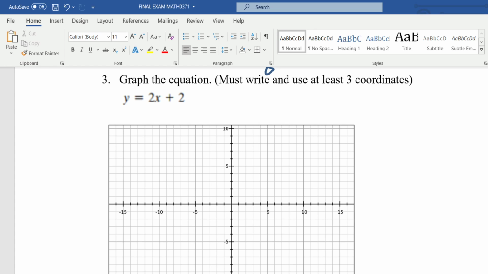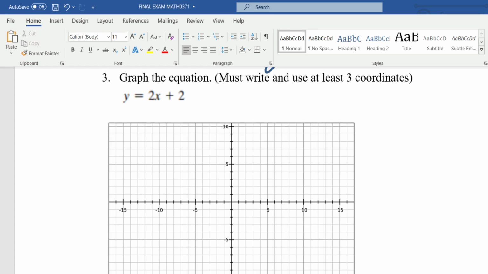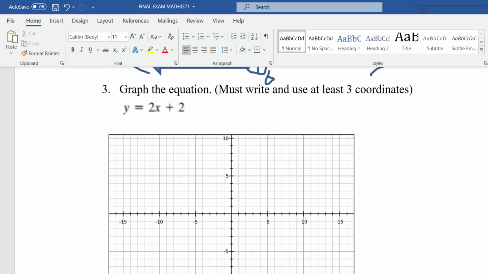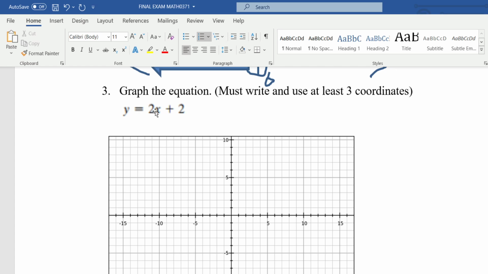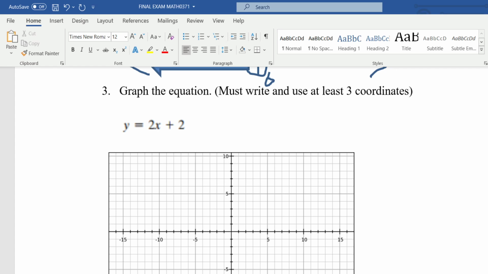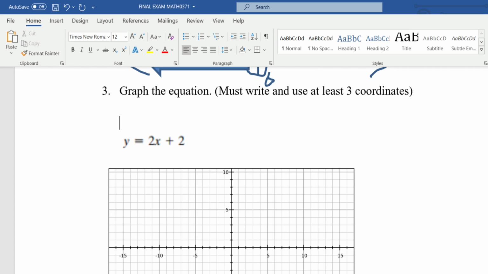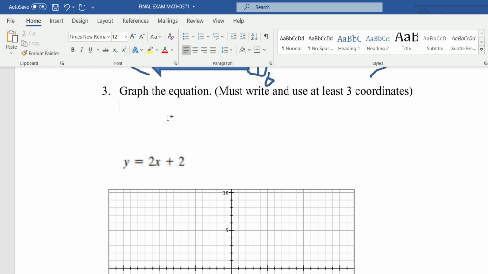Okay, this one says graph the equation, must write and use at least 3 coordinates, and the equation they give you is y equals 2x plus 2. So when you want to graph an equation, you need to just get 3 coordinates from the equation itself. The best way to do that is to plug values into the equation itself.